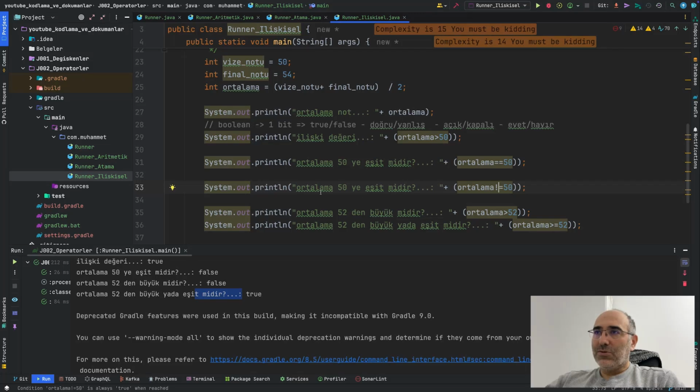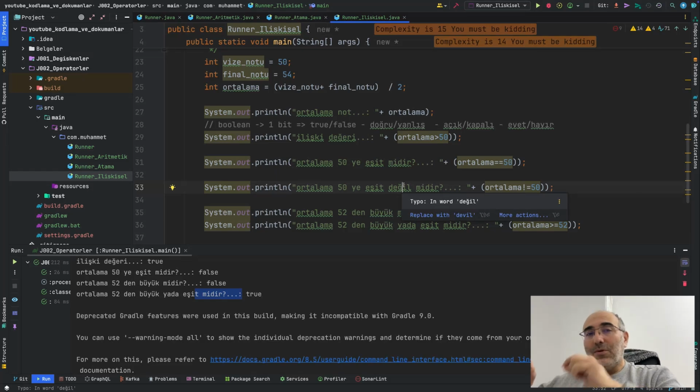What happened to this question? Now, is the average not equal to 50? Sorry, wrong creation. Look, this exclamation mark. I deleted the exclamation mark. Exclamation mark. We are asking, is the average equal to 50? Is the average not equal to 50? That's what we're asking. So, isn't the average not equal to 50? What's your answer? Yes, the average is not equal to 50. Yes, that's the answer you give.